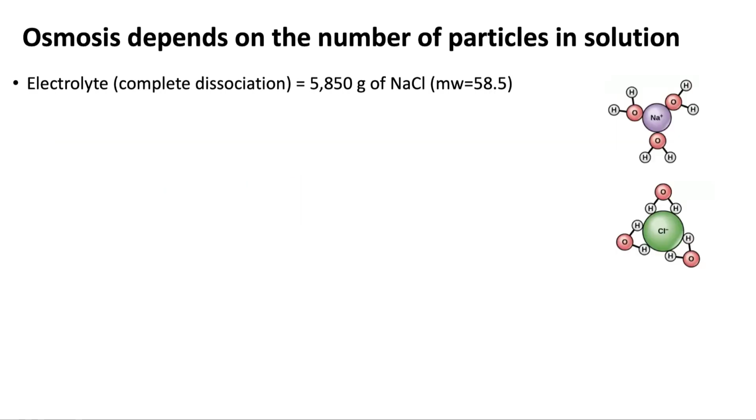Now, let's do something that's not quite so simple. We're going to start with an electrolyte, sodium chloride. We are going to assume 100% or complete dissociation. As you can see on the figure on the right-hand side, sodium chloride, a simple molecule of both sodium and chloride, when put into water, will dissociate, and you will get 2 particles for every 1 molecule of sodium chloride. You'll get 1 particle of sodium and 1 particle of chloride from 1 molecule of sodium chloride.